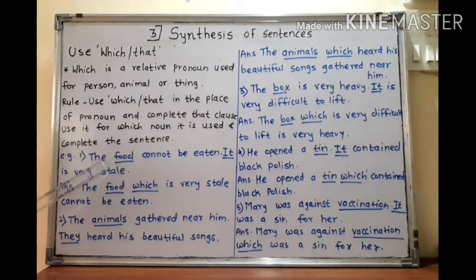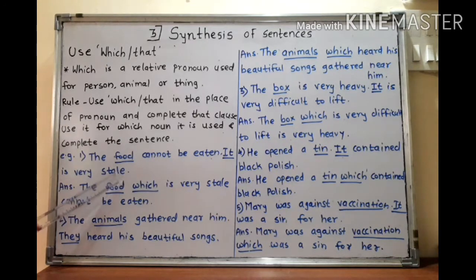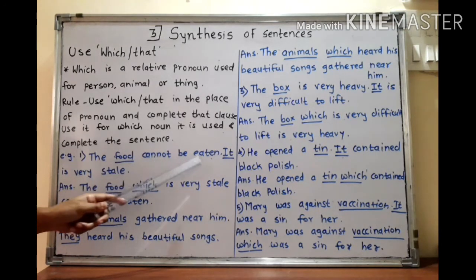For example, the food cannot be eaten, it is very stale. Now, the food cannot be eaten is the first clause, it is very stale is another clause. Here in the first clause, food is the noun and it stands for this food. It is very stale. So how will the answer be? The food which is very stale cannot be eaten.